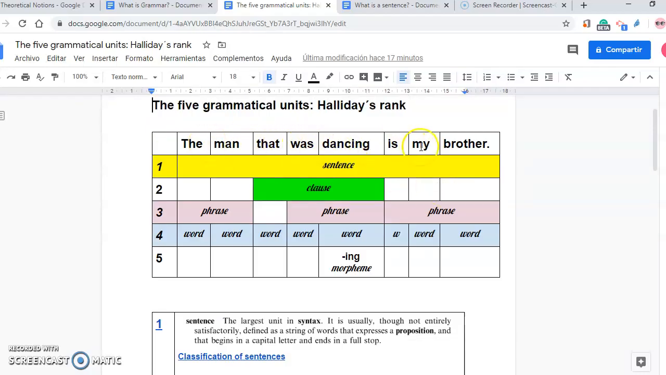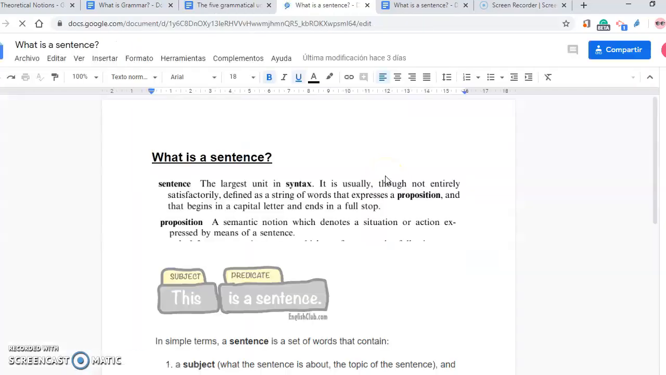The man that was dancing is my brother. That is a sentence. So what is the definition of sentence? What is a sentence? Let's see. A sentence has been defined as the largest unit in syntax. It is usually, though not entirely satisfactorily, defined as a string of words that expresses a proposition and that begins in a capital letter and ends in a full stop.